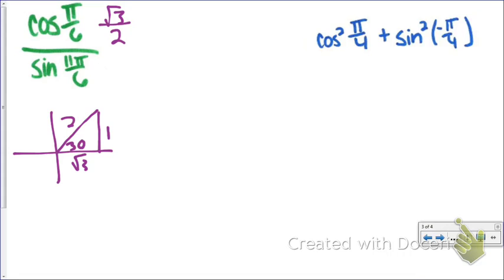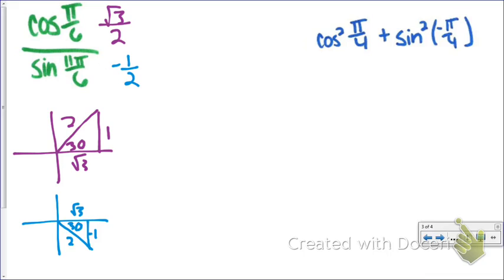Then I'm going to move on to sine of 11 pi over 6. So the sine of 11 pi over 6, that's going to fall in quadrant 4. Reference angle is still 30. So that gives me 1, root 3 and 2, but my 1 should be negative in the fourth quadrant. So my sine value here is a negative 1/2.